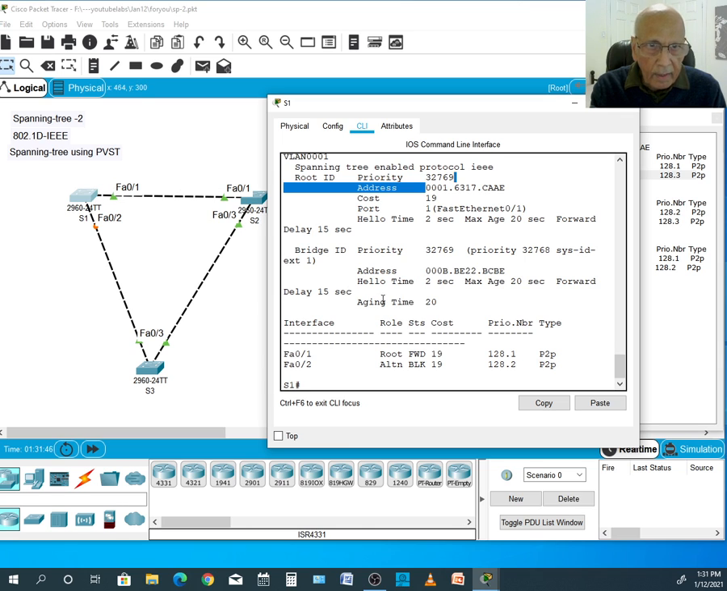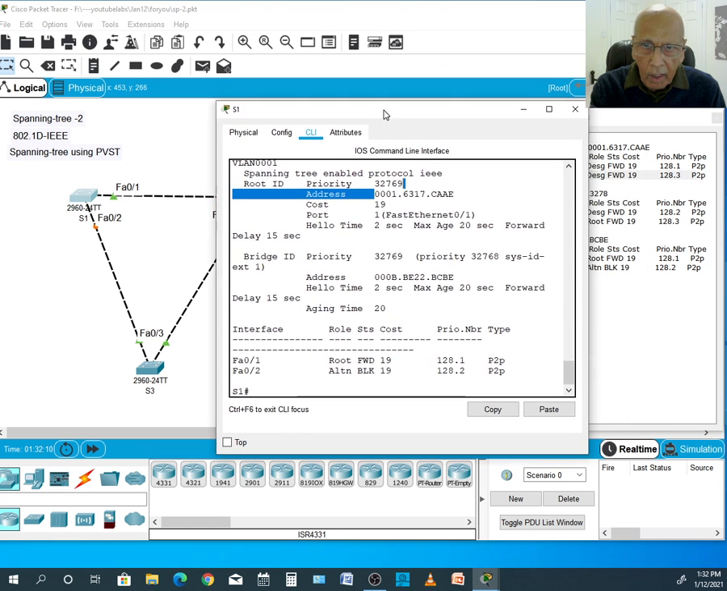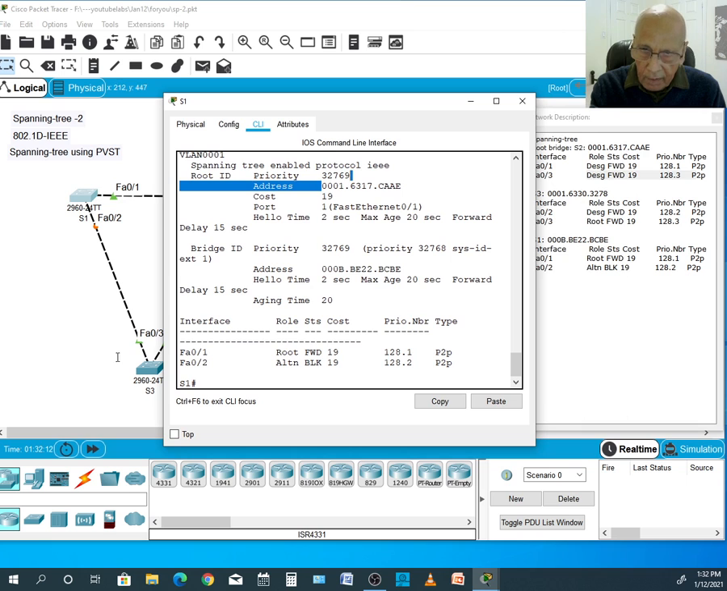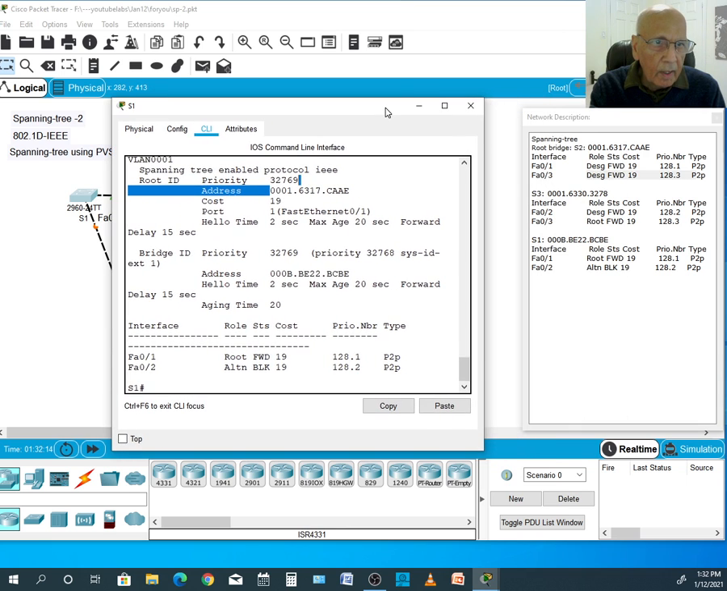The last part here is this one. On this segment, it has to decide what to do with this one. It is going to be a designated port or it is going to go into blocking. As I said earlier, on one segment you just need one designated port. So the system is going to compare these two. Whichever number is smaller is going to become the designated port. So you can compare: the competition was between S1 and S3.